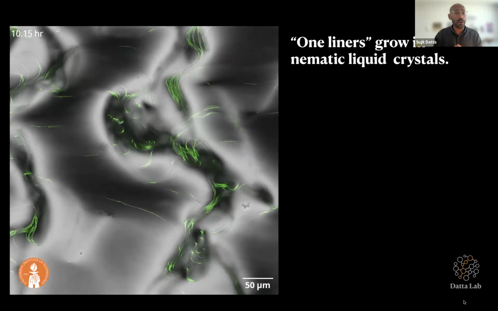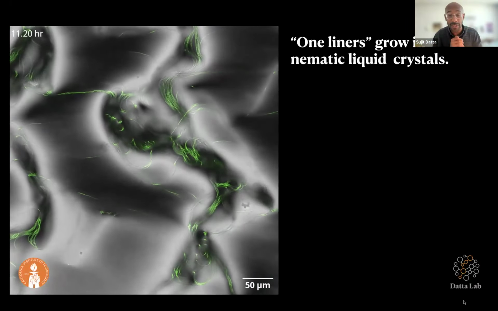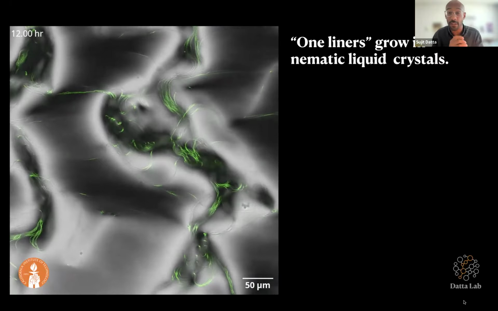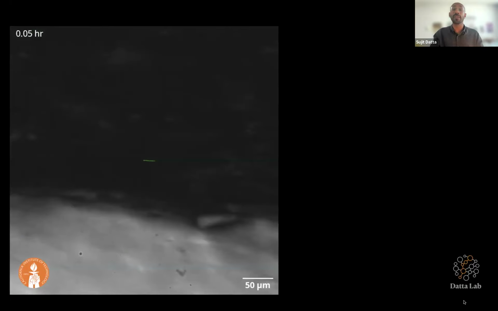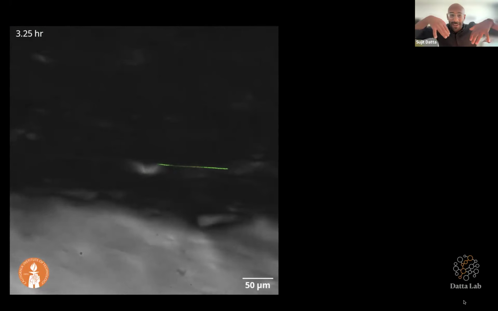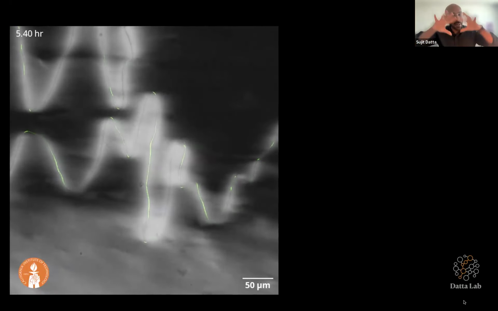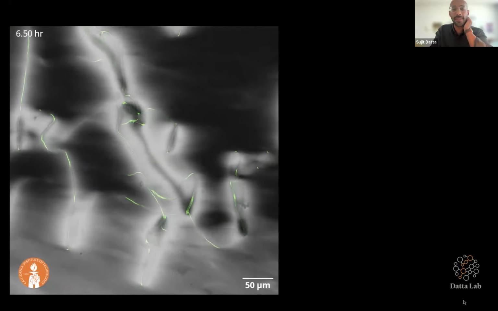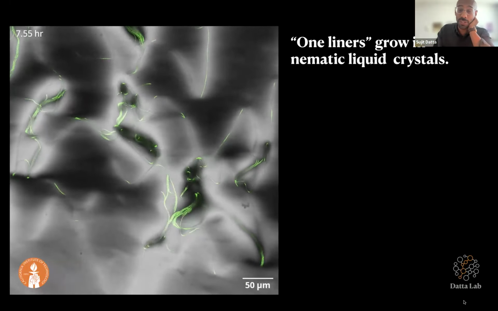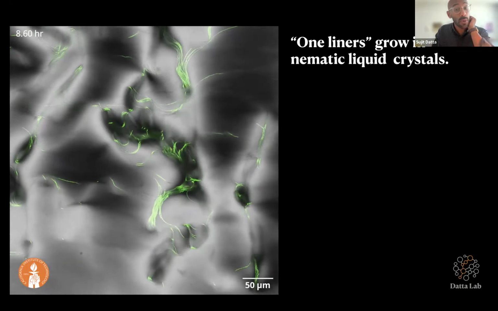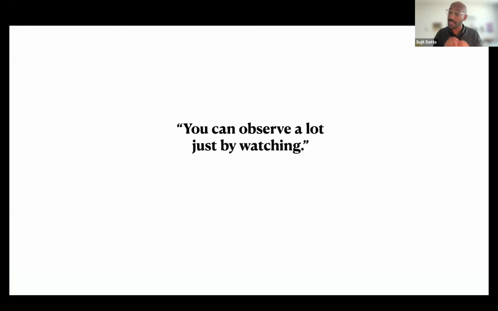And we've been working with our colleagues Severi Spagnoli and Tom Chandler at the University of Wisconsin-Madison, and we've developed a theory that describes the competition between the growth stresses induced by the bacteria and the bending penalty associated with bending the liquid crystal around it that captures what we see in these experiments. And I hope to share more details of that in the future with you all. But with that, I hope I've convinced you all that you can indeed observe a lot just by watching.